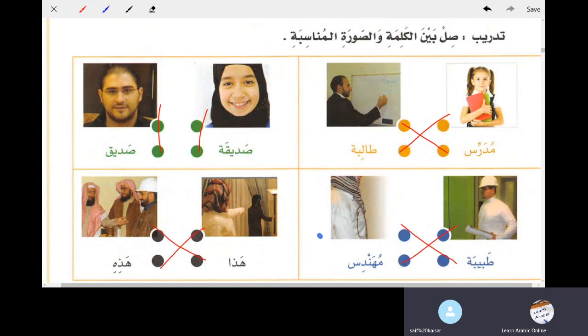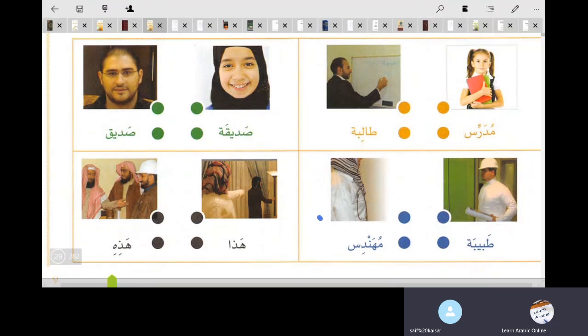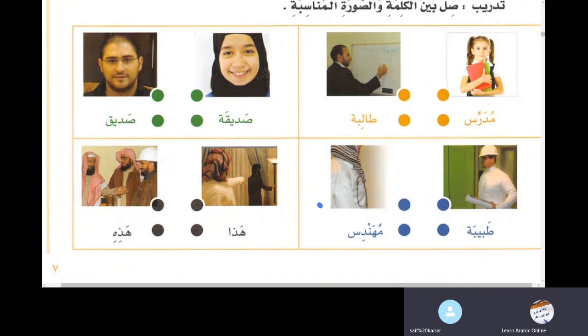Okay, this is your homework. You will draw a line like this and you will send me so that I can check it. Okay? Okay, no problem.